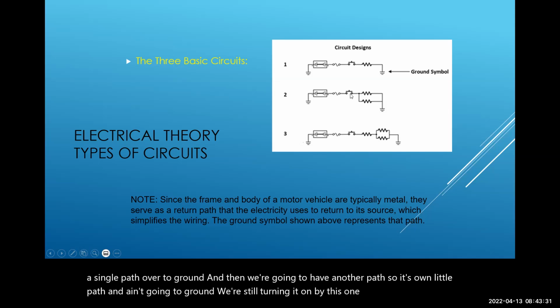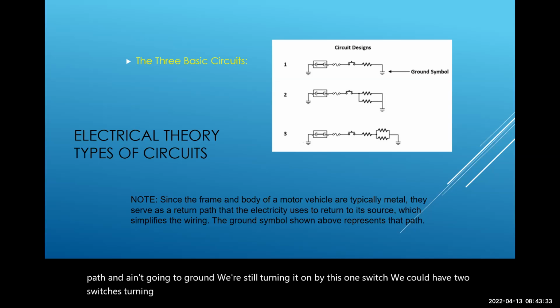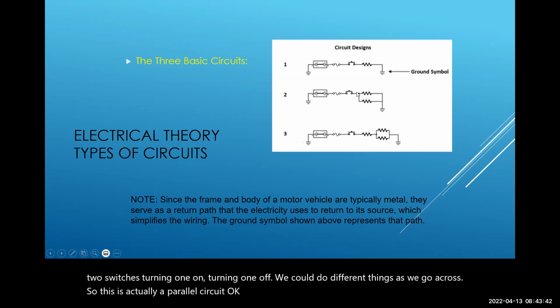We could have two switches, turning one on, turning one off. We could do different things as we go across. So this is a parallel circuit. We'll get more into that as we start breaking the circuits down.